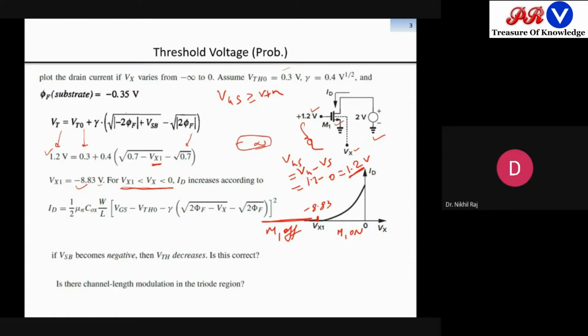So if we see in this region, for this we have to plot the ID, because once the MOSFET is on, then a certain amount of current will flow, and how the current will flow will depend upon the parameter values associated with the drain current equation. So the drain current equation is half mu n Cox W by L (Vgs minus Vt) whole square.